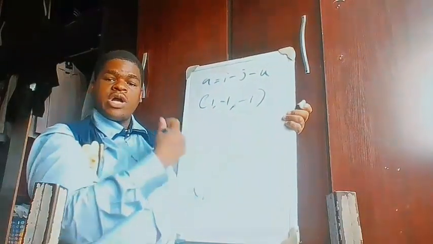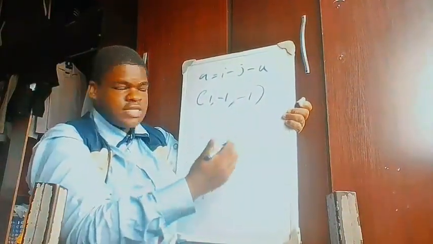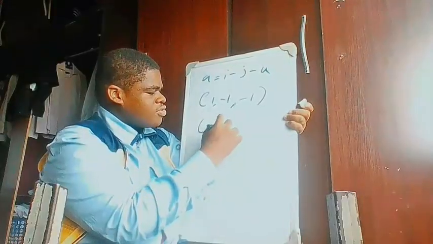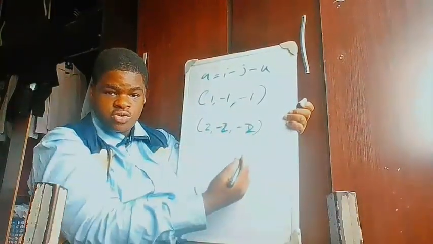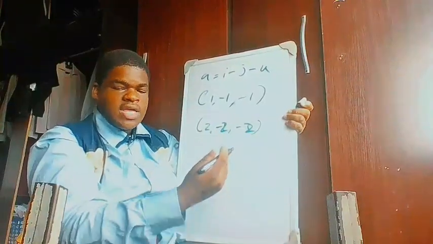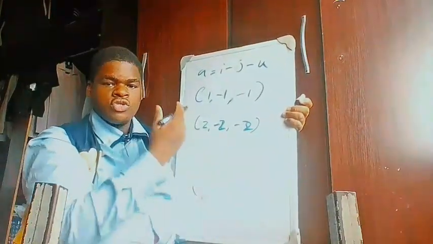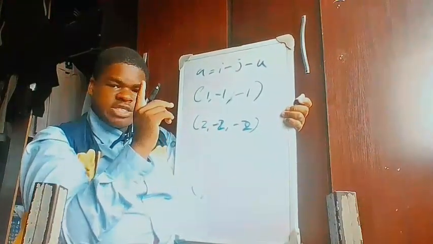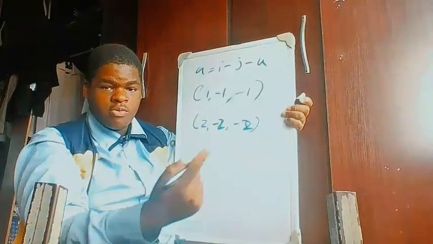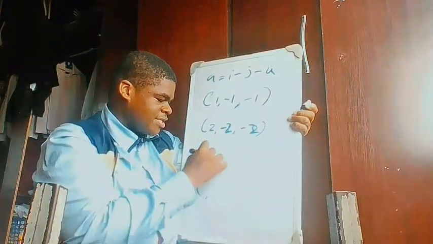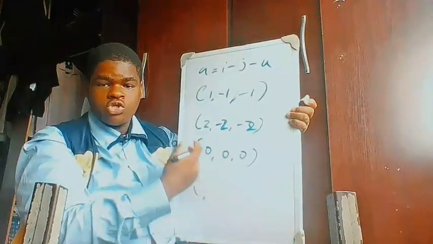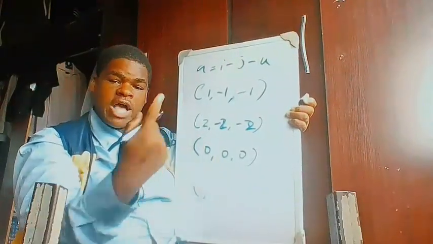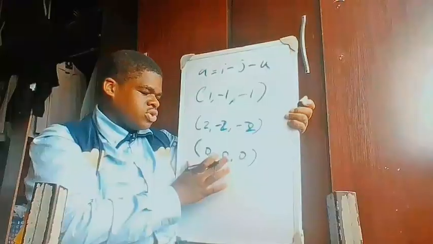You can get multiple other direction ratios from this. You can get 2, minus 2, minus 2, which is also going to be the same direction. You can get infinitely many direction ratios from this. But one thing you cannot do is multiply by 0. If you multiply by 0, you're basically just doing 0, 0, 0, which is a null vector. It does not point in any direction. It does not have direction, but it has a magnitude of 0. So this is not allowed.